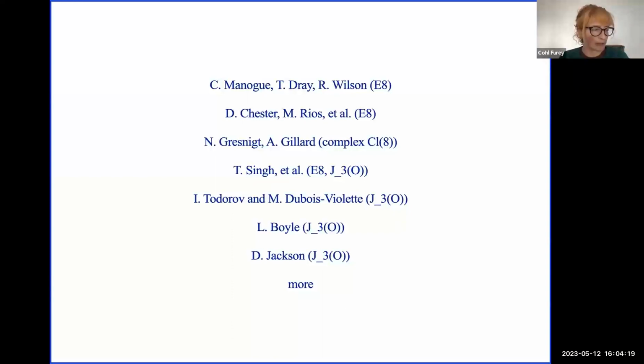Tejinder Singh and his group, who have worked on E8 and the exceptional Jordan algebra, Ivan Todorov, Michel Dubois-Violette, who've worked on the exceptional Jordan algebra, Latham Boyle, who's worked on the exceptional Jordan algebra, David Jackson, who I believe has also worked with three generations in the exceptional Jordan algebra. Now that I've got this list down, I think also Greg Trailing, I should have also included. And I'm certainly forgetting people on this list unintentionally. But the point is that there's quite a number of us now that are working on this challenge.